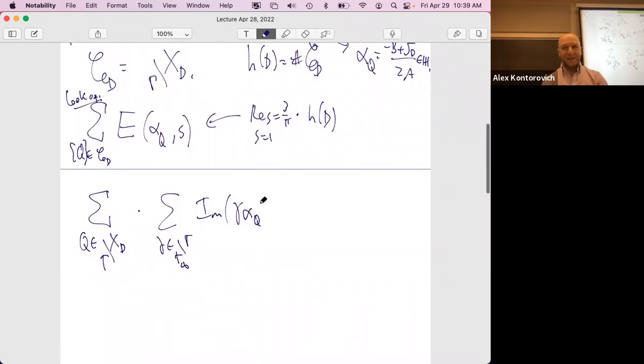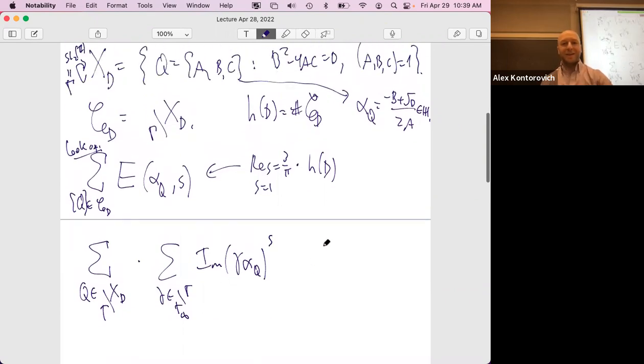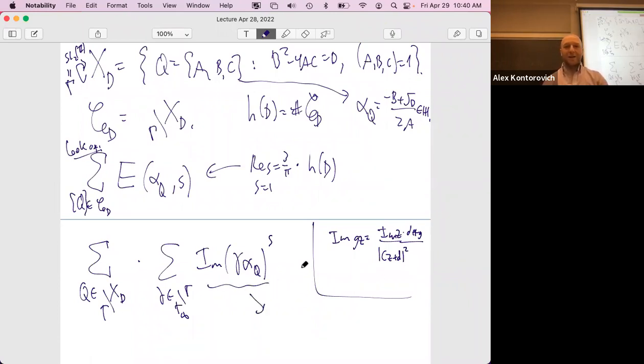Right. This is a number, this is to the S. We have an expression for that. Exactly. We know what that is. Let me remind you that the imaginary part of gamma z, I want to remind you of a slightly more general formula, which we did prove, that if gamma doesn't have determinant 1, the determinant is what pulls out. In general.